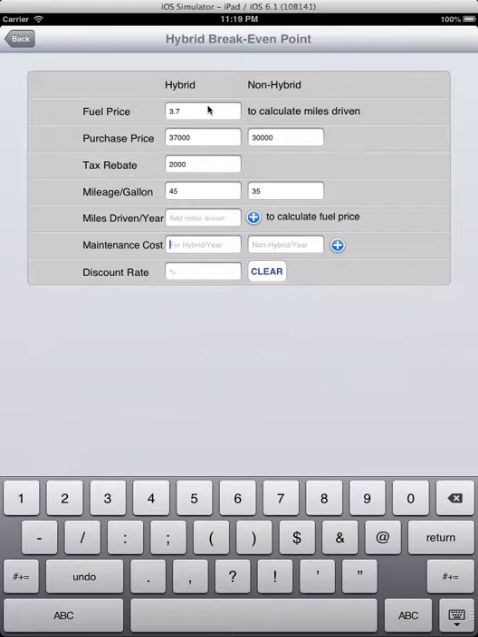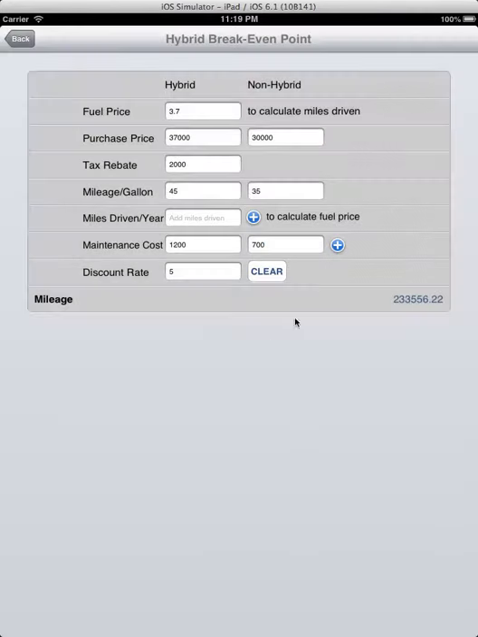Say the discount rate is 5%, maintenance cost is $1,200 versus $700, and we are considering for 3 years.